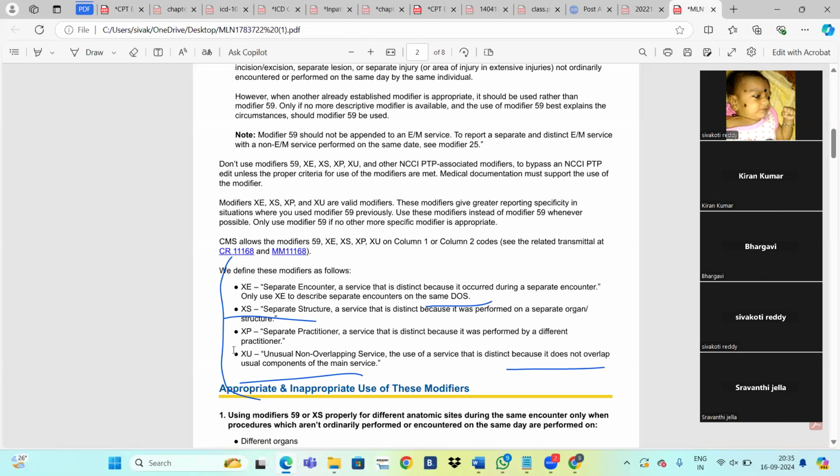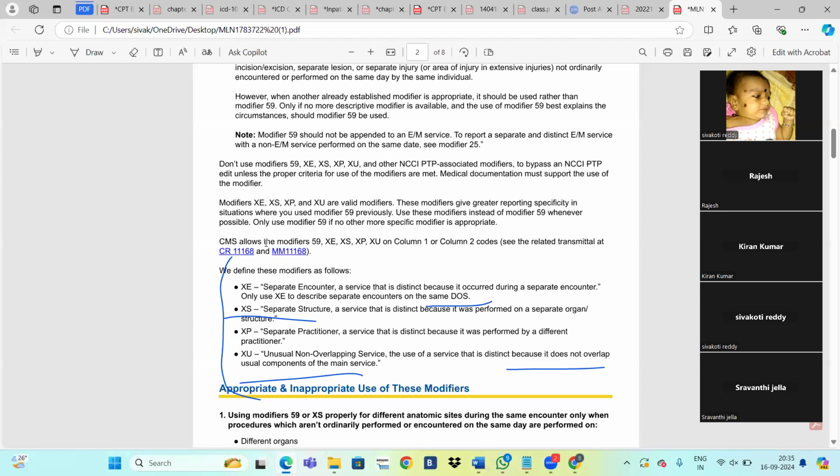You don't get these modifiers in the CPT book. Actually, we get these definitions in the HCPCS book, but we won't carry the HCPCS book for the exam. They won't allow it. Only three books they will allow: ICD, CPT, PCS. So you can remember these four modifier definitions. These are HCPCS modifiers; you don't get them in the CPT book, guys. Please remember.